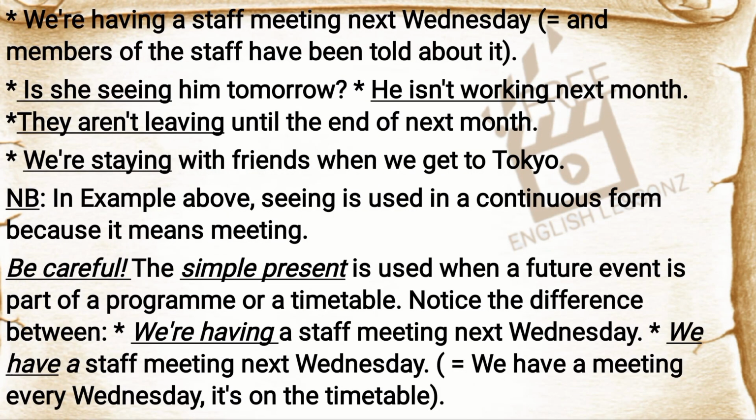Is she seeing him tomorrow? He isn't working next month. They aren't leaving until the end of next month. We're staying with friends when we get to Tokyo. NB, in the example above, seeing is used in a continuous form because it means meeting.